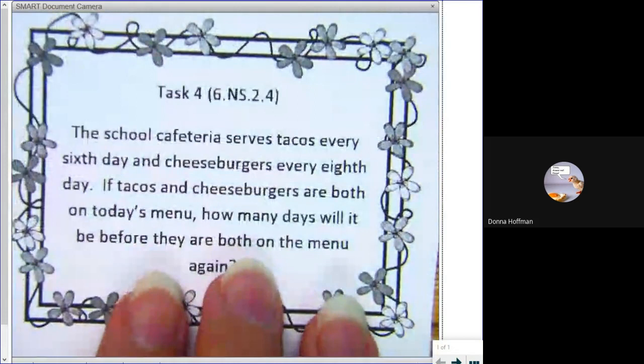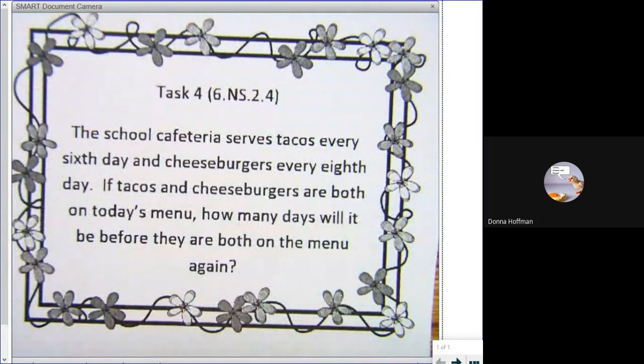Here's another one. The school cafeteria serves tacos every 6th day and cheeseburgers every 8th day. If tacos and cheeseburgers are both on today's menu, how many days will it be before they are both on the menu again? I'll give you a second to think. You can even pause the video and think and answer the question yourself. Is this a GCF problem, grouping, or is this an LCM problem looking for an event? Pause the video.